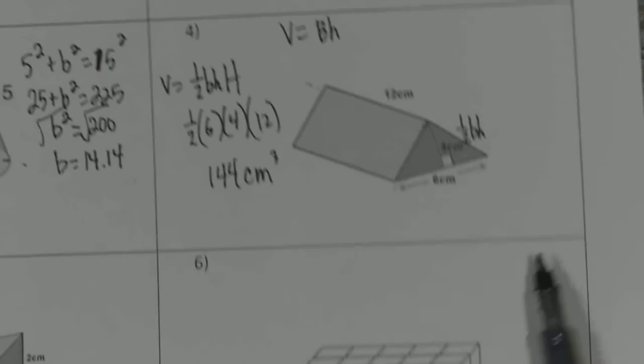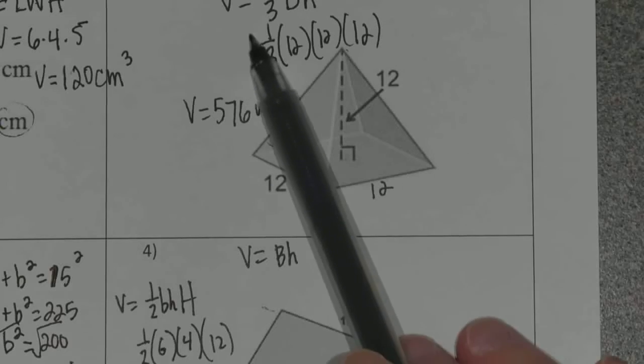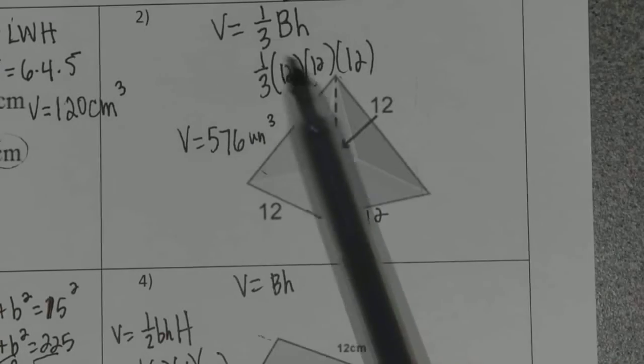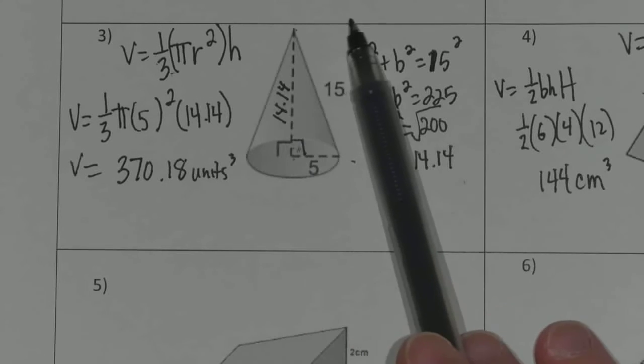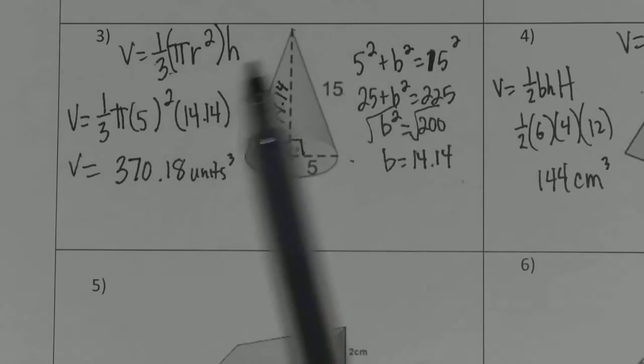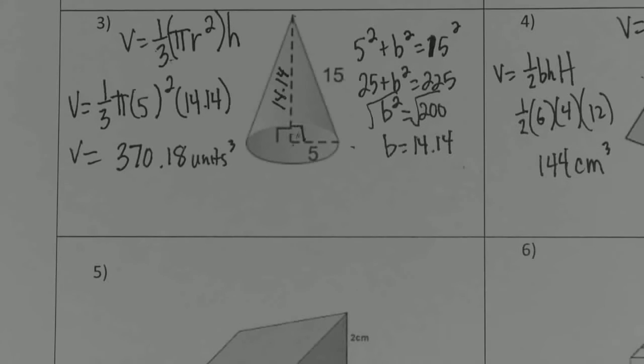And then some of the formulas change a little bit because if you notice, this is not a full prism, which is why we have to do 1/3 of it. This would be compared to a cylinder. It's not the full cylinder, which is why we do the 1/3 of it.